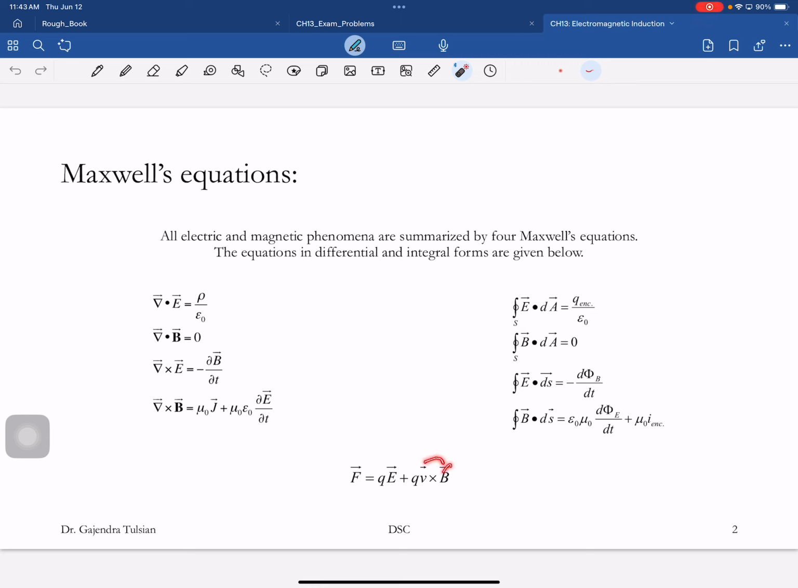Also, magnetic fields can exert forces on moving charges, and they can deflect them. So these are the two equations on which this part of the equation is what the chapter is based on. Let me give you an example of this. Time varying magnetic fields will produce electric fields.